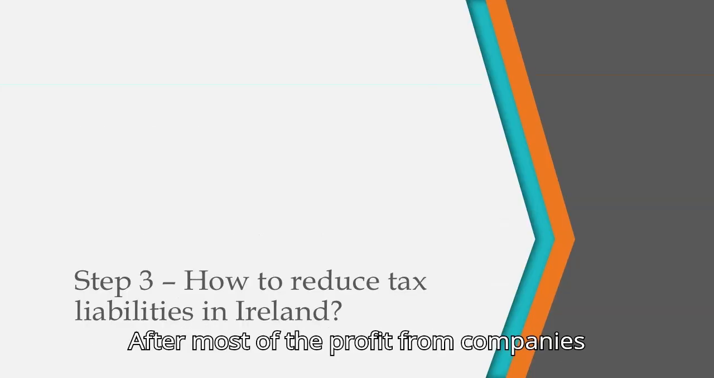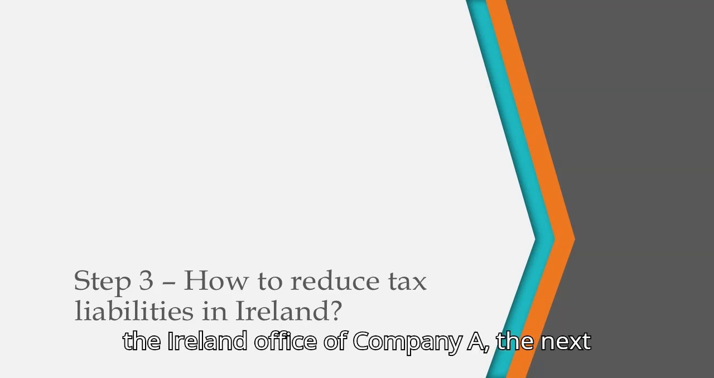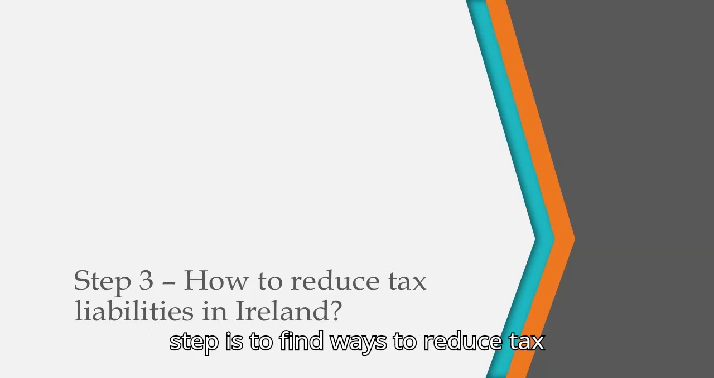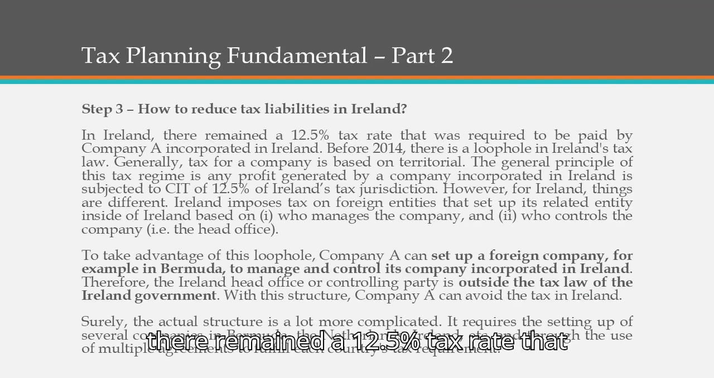Step 3. After most of the profit from companies in different countries is centralized in the Ireland office of Company A, the next step is to find ways to reduce tax liabilities in Ireland. In Ireland, there remains a 12.5% tax rate that is required to be paid by Company A incorporated in Ireland. There is a loophole in Ireland's tax law. Generally, the Ireland tax regime follows a territorial tax. The general principle of this tax regime is any profit generated by a company incorporated in Ireland and sourced inside of Ireland is subjected to corporate income tax of 12.5%.